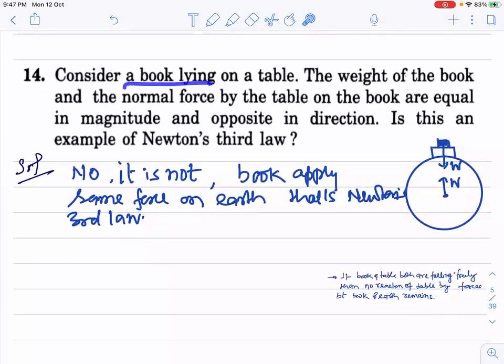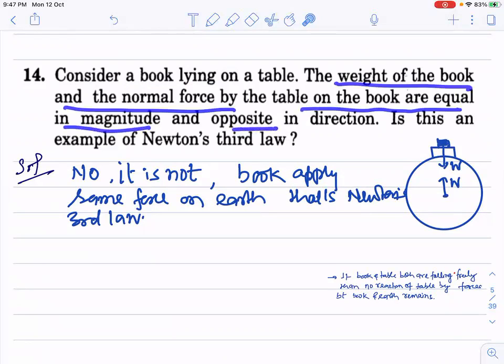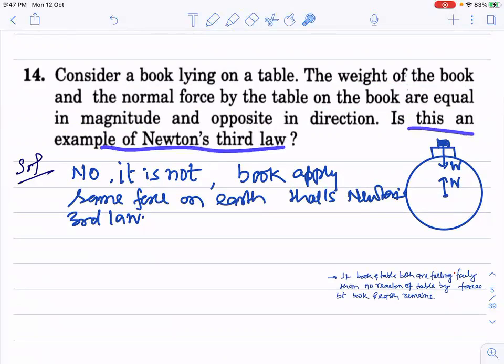Okay, consider the book lying on the table. The weight of the book and the normal force by the table on the book are equal in magnitude and opposite in direction. Is this an example of Newton's third law? Answer is no. It is not. Book applies the same force on the earth. ये W लगा रहे हैं, तो अर्थ के ऊपर बुक भी सेम लगा रहे हैं.